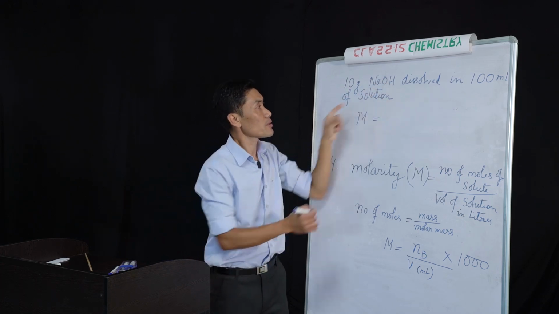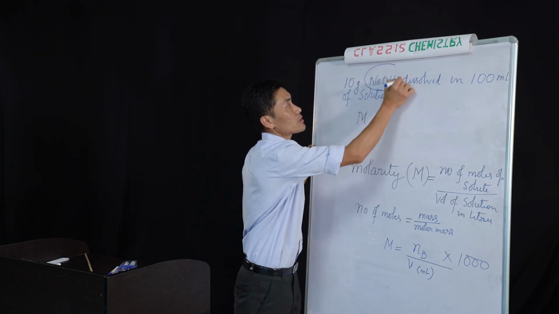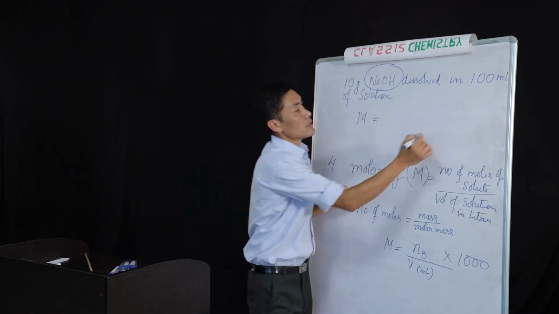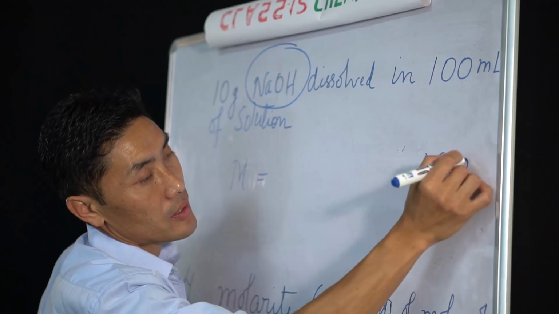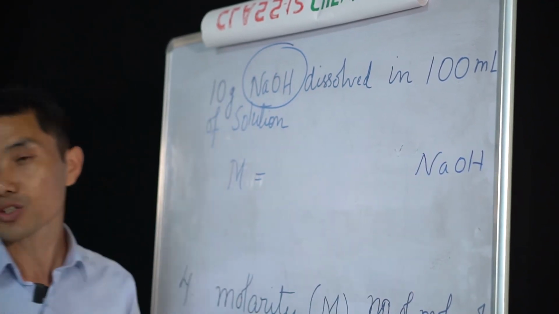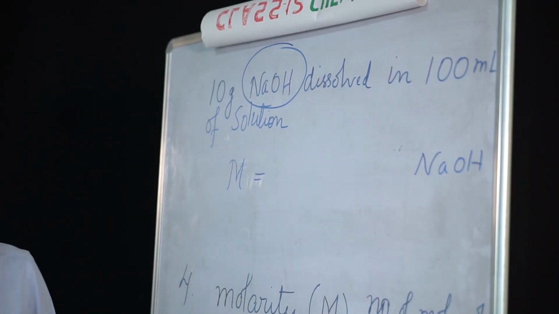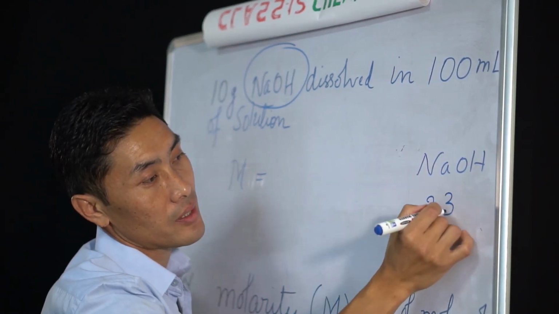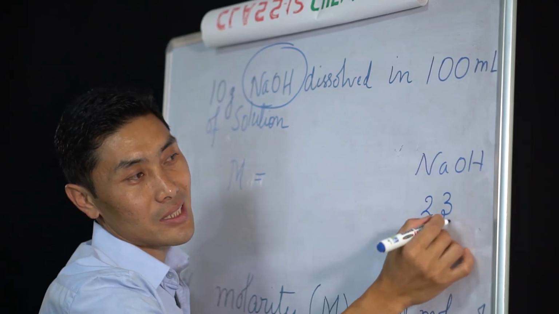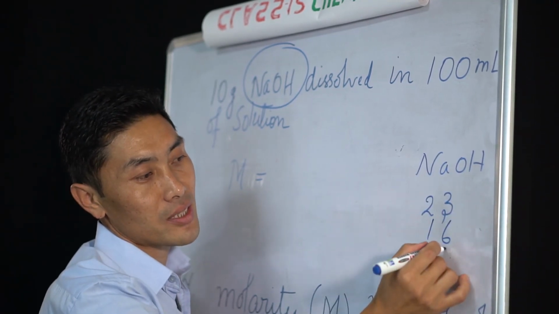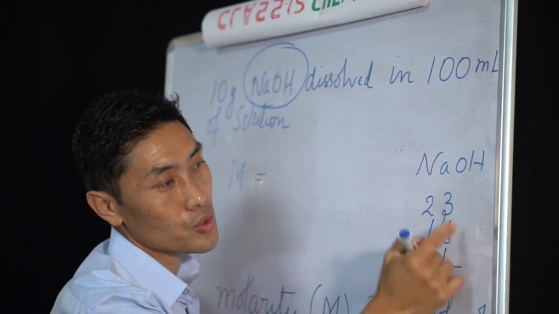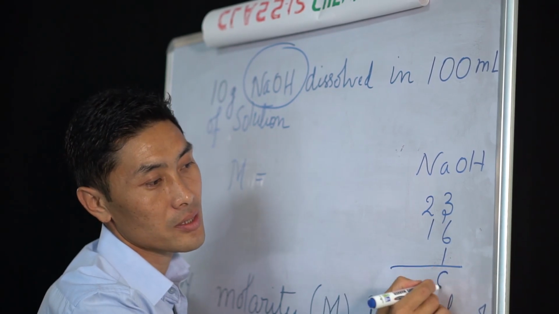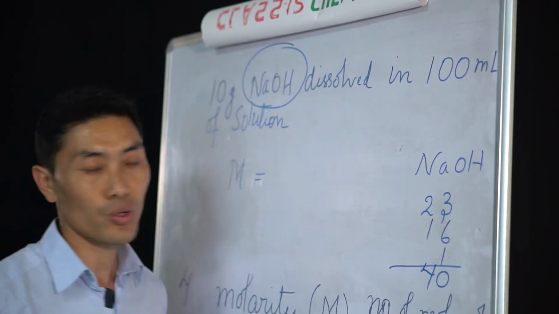Molar mass of sodium hydroxide, we calculate from the given formula. So we have NaOH. To find the molecular mass, we just add up the atomic masses. Atomic mass of sodium is 23. For oxygen, it is 16. Hydrogen, its mass is 1 only. So what should be the molecular mass? We get 40.